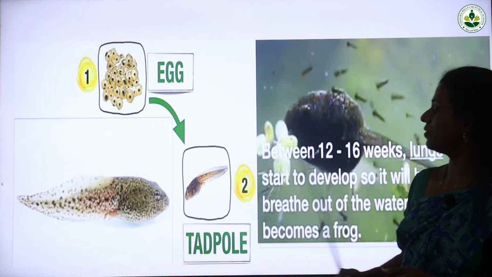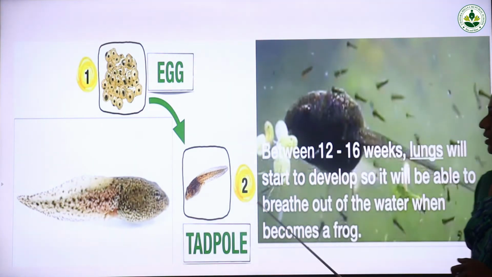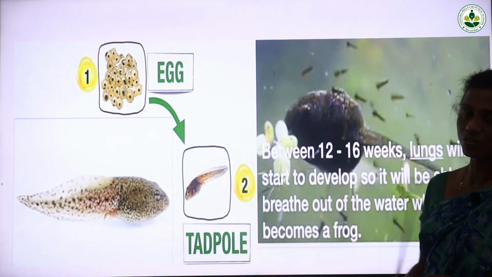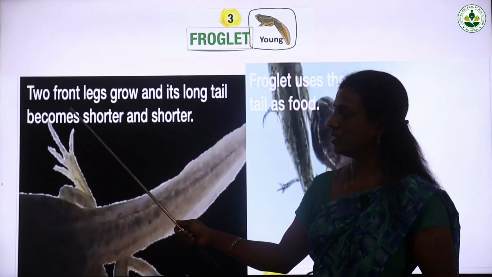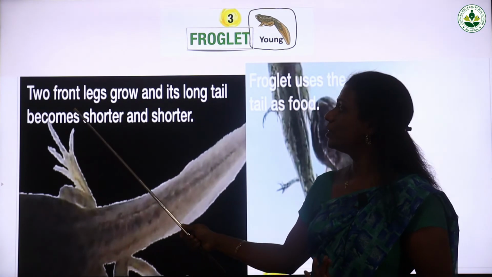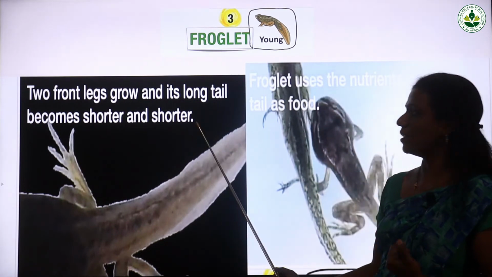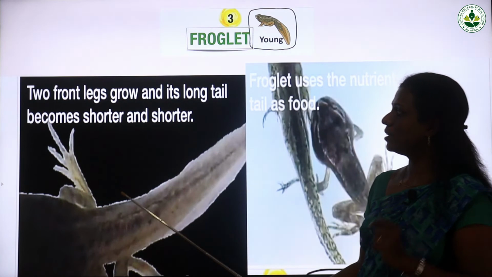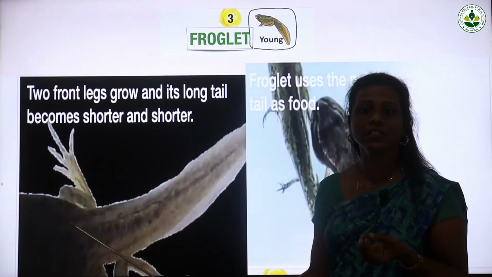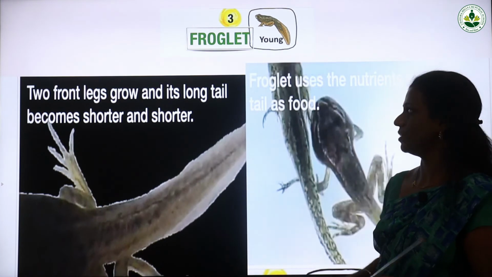And next, the egg will hatch and a tadpole will come out. In the case of a tadpole, you can see a tail also. Next stage is froglet, that means in the case of a tadpole, 2 front legs grow and the long tail becomes shorter and shorter. And the froglet will use the food or the nutrients present in the tail.